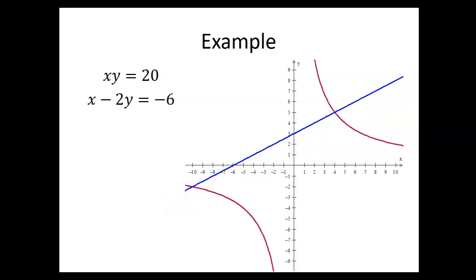There are 2 points of intersection. One of them is 4, 5, where x is 4 and y is 5. 4 times 5 equals 20, and 4 minus 2 times 5 does equal negative 6. And the other point is negative 10, negative 2. Negative 10 times negative 2 does equal positive 20. And negative 10 minus 2 times negative 2 does equal negative 6.